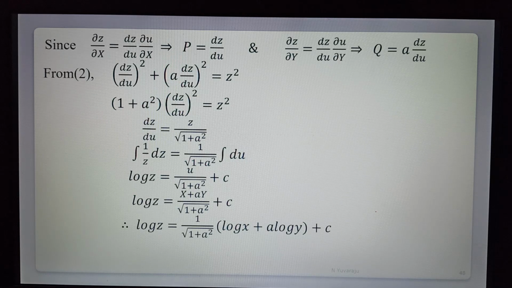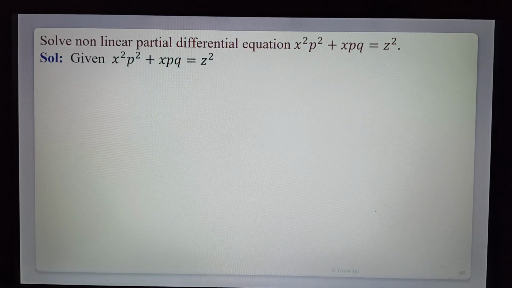Okay, see the next example. Solve the given equation x squared p squared plus xpq is equal to z squared. First of all, convert it to the form x power m into p comma y power n into q.